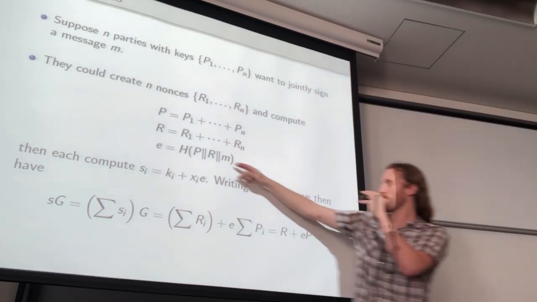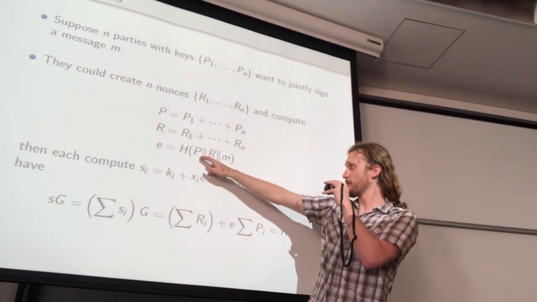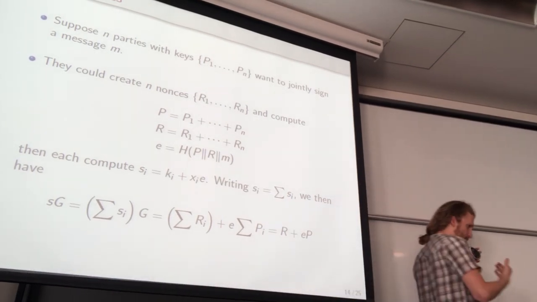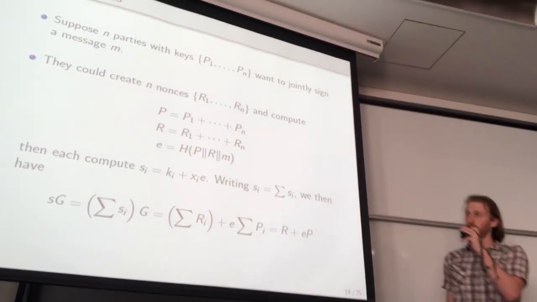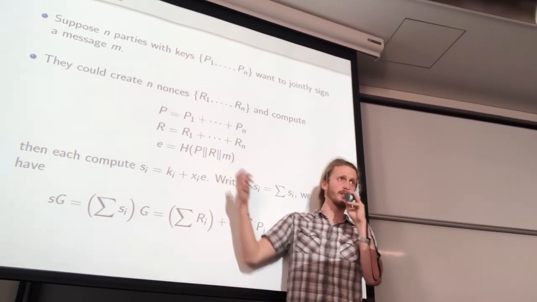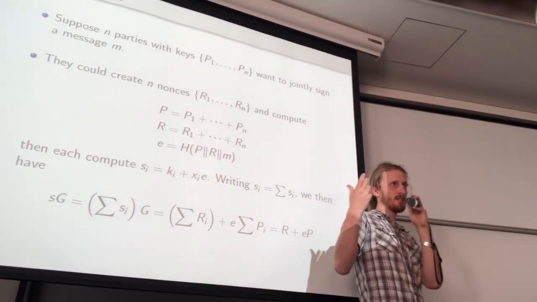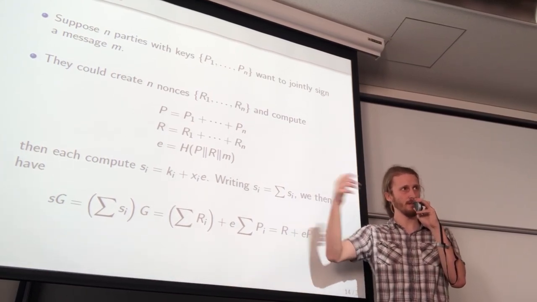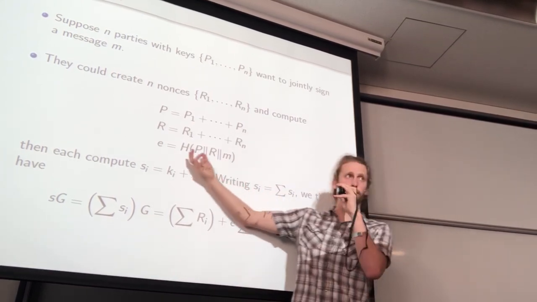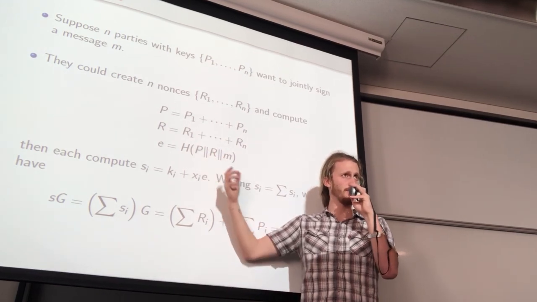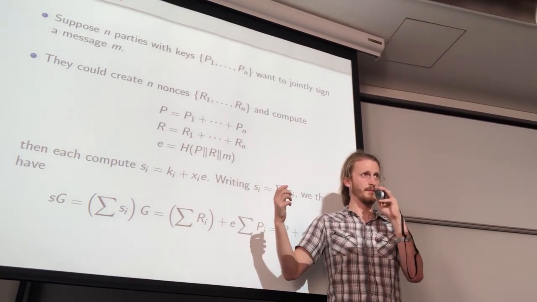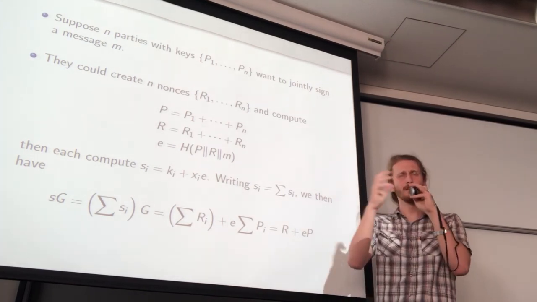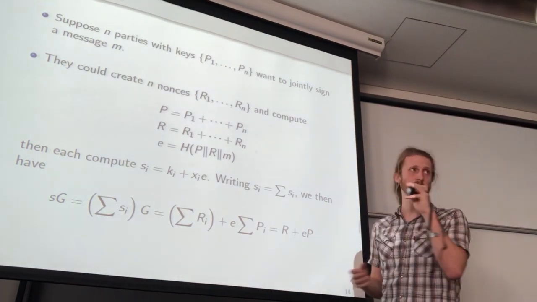Oh, the question is, why is P in this hash? Yeah. So in traditional Schnorr signatures, P is not in this hash. The reason that P is in the hash for all of these equations is that it transforms the Schnorr signature from a strong signature, which is a specific thing in cryptography, it means that no one can produce a forgery, to a zero knowledge proof of knowledge of a secret key, which is another thing in cryptography, which is actually a much stronger thing. It's different, it's not strictly stronger, but it's much more useful.